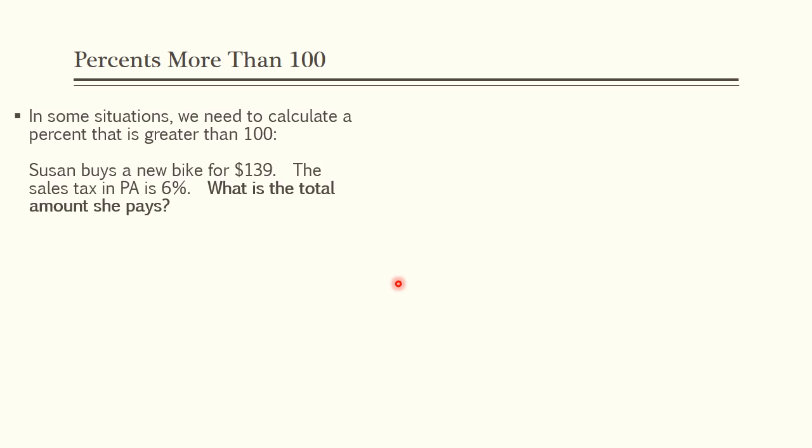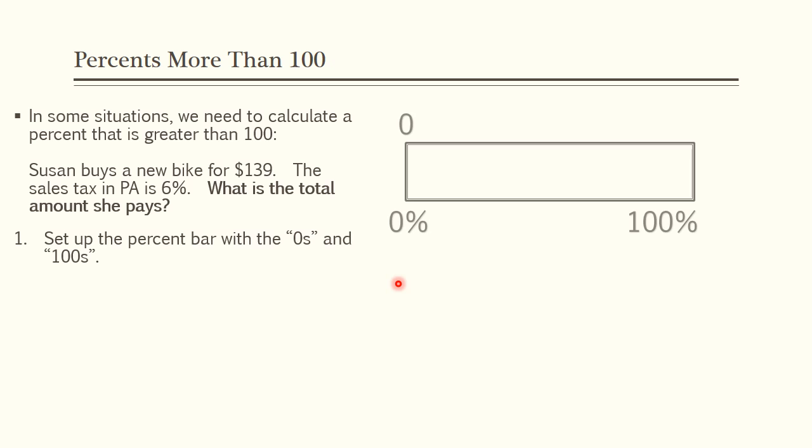Sometimes we're going to have a problem that involves percents that are more than 100. A popular situation would be Susan goes to buy a new bike, and the sales tax in Pennsylvania is 6%. So we need to know what's the total amount that she's going to pay. There are a lot of strategies we can use to solve this problem, but we're going to use a percent bar so we can see the process that's needed anytime we deal with something that's more than 100%. The first step is always the same. Set up your percent bar with your zero and your 100%.